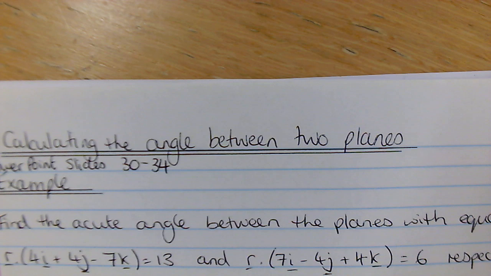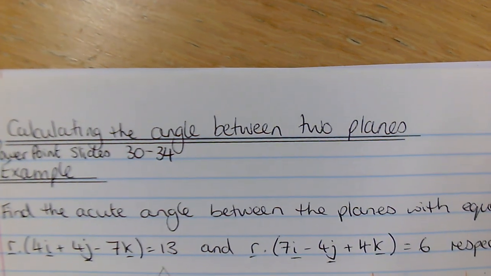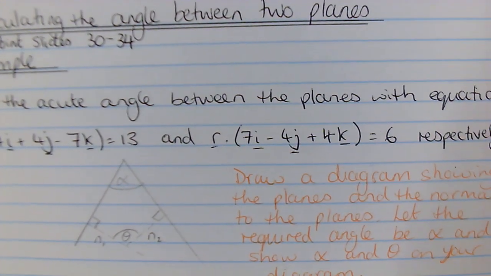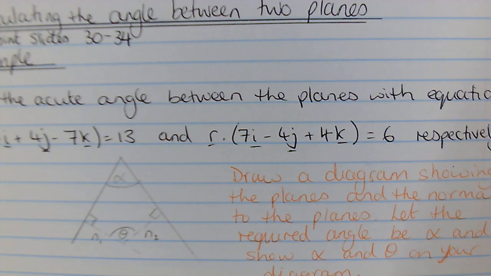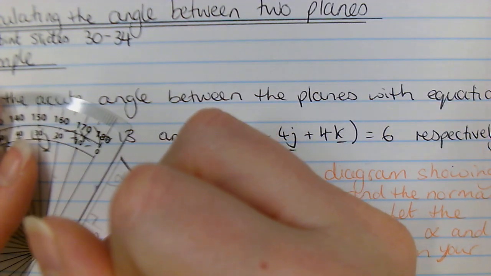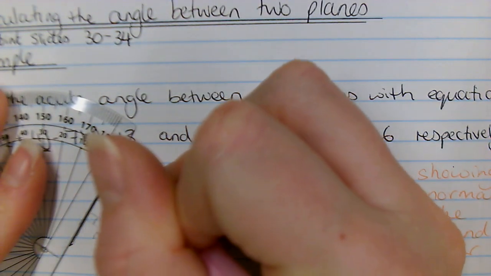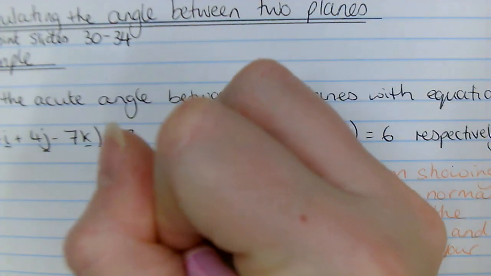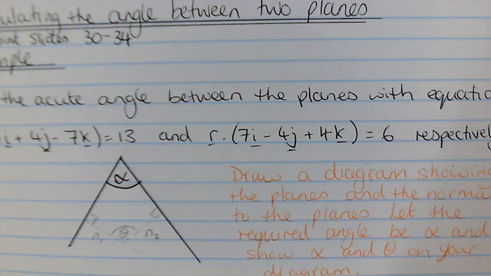Okay, so if we think about that 2D wise, if you start by drawing a diagram, now I'm going to go over this so you can see it a bit better. So if we start by drawing the planes, imagine this is one of the planes and this is the other plane. This is the angle that we actually want to find, so let's call it alpha.